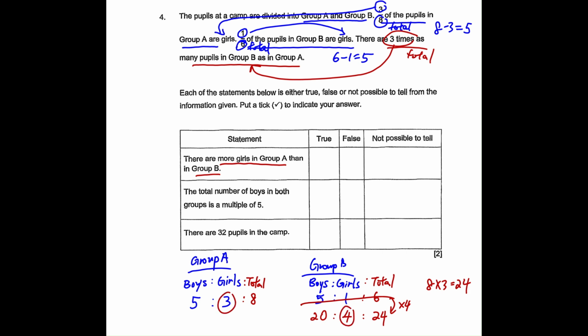There are more girls in group A than group B. The number of girls in group A is 3 units. The number of girls in group B is 4 units. So that's 4. So actually more girls in group B than group A. Now the total number of boys in both groups are in multiples of 5. Yes, that's correct, because boys in group A is 5, whereas boys in group B is 20. They're all multiples of 5.